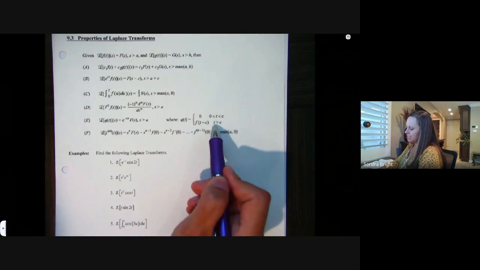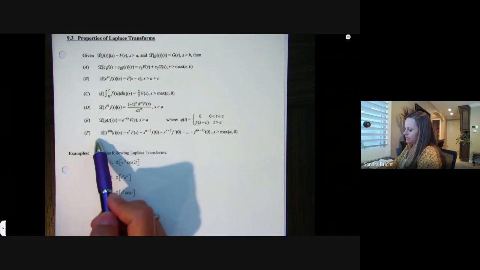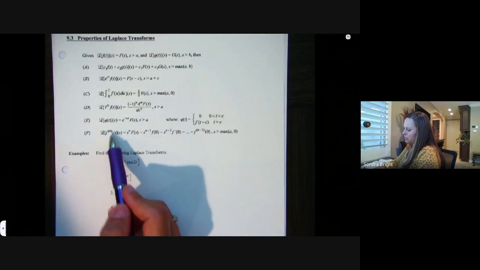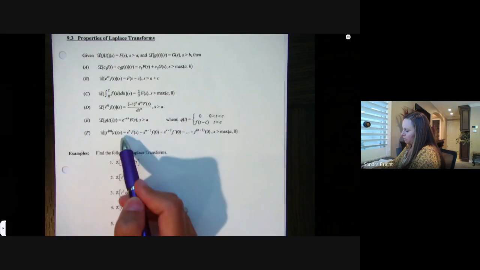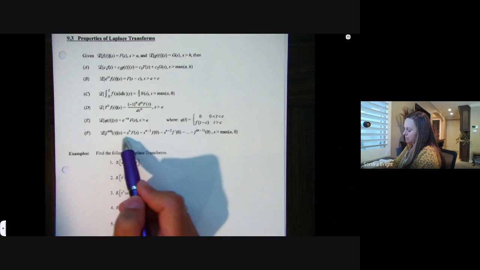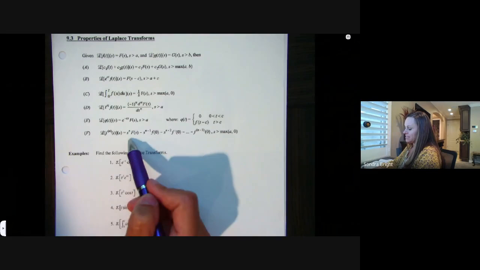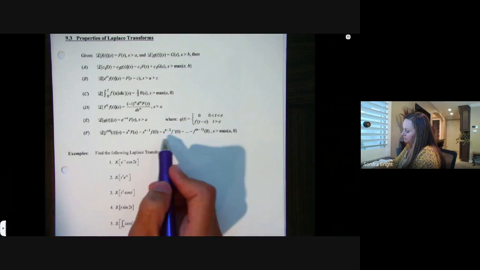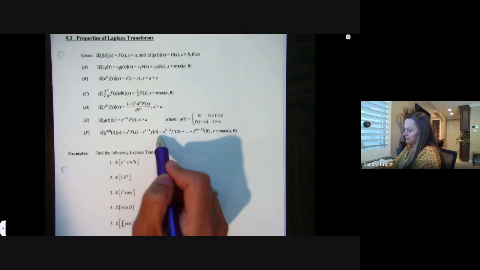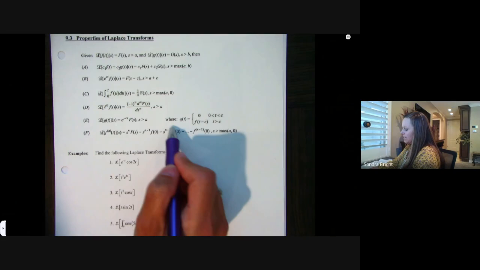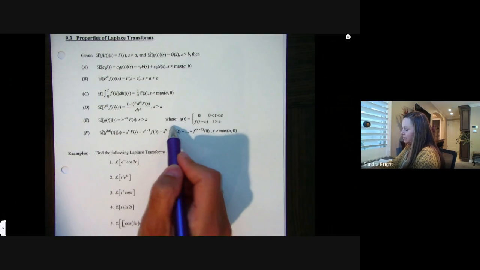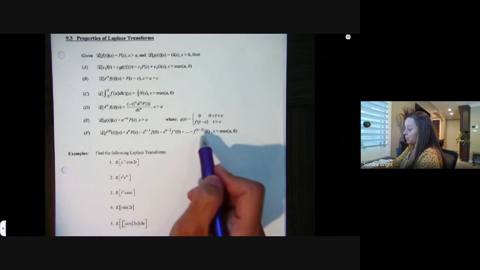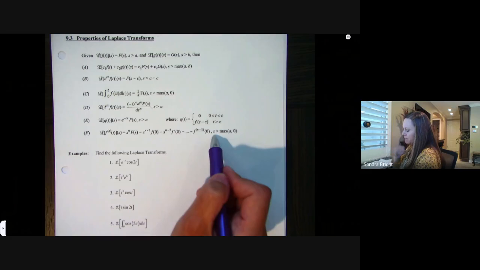And last but not least, the last little property we've got is the Laplace transform of the nth derivative of f is equal to this whole thing: s to the power of n times big F of s, minus s to the n minus 1 times f of 0, minus s to the power of n minus 2 times f prime of 0. You go all the way down, subtracting each of them until the derivative of order n minus 1 at 0, where s will be greater than the maximum of a or 0.